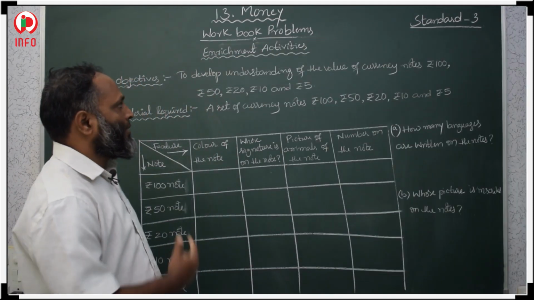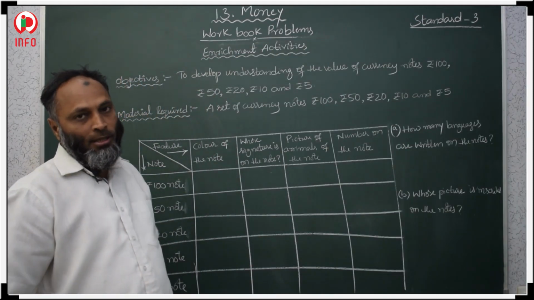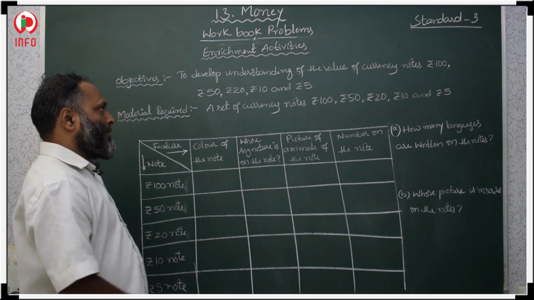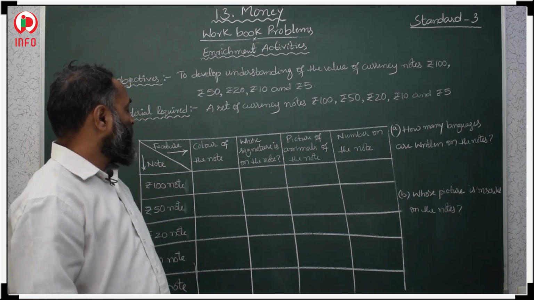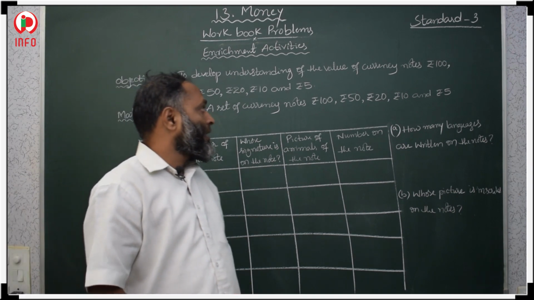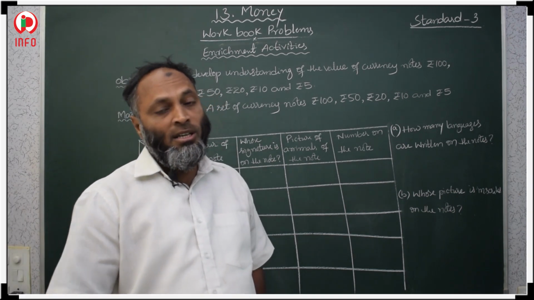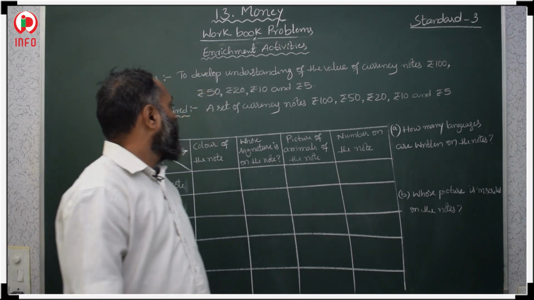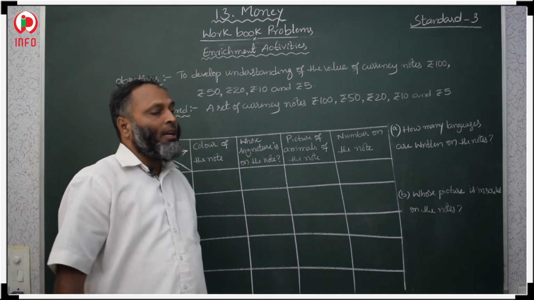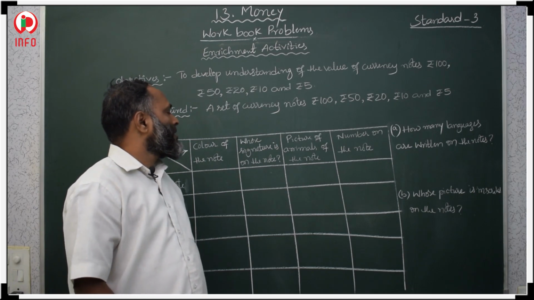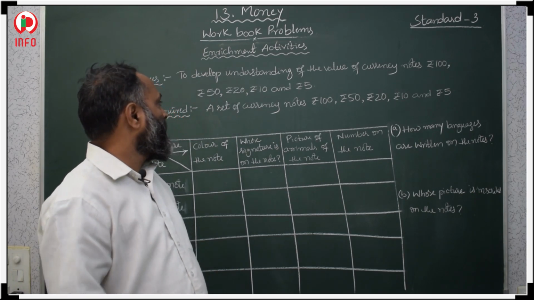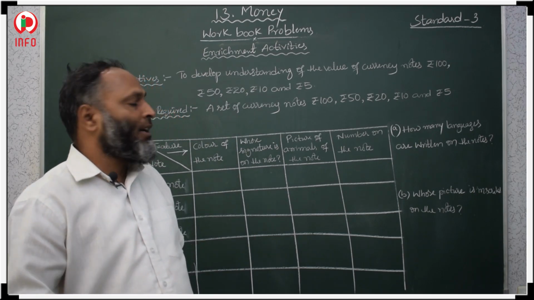Now students, this is an enrichment activity. This is a general activity. So what is the main aim of this activity? By this activity you should develop the understanding of currency notes, to understand the currency notes of 100, 50, 20, 10 and 5. You should understand the currency notes.